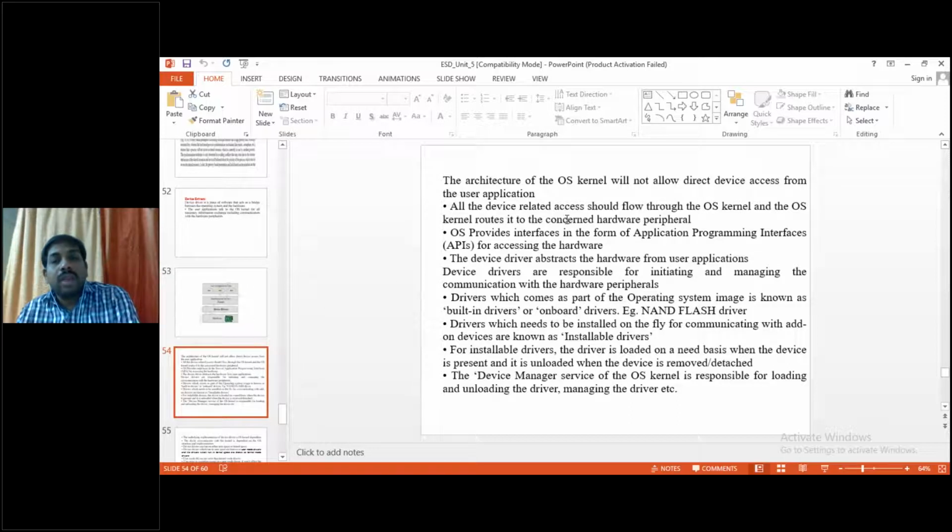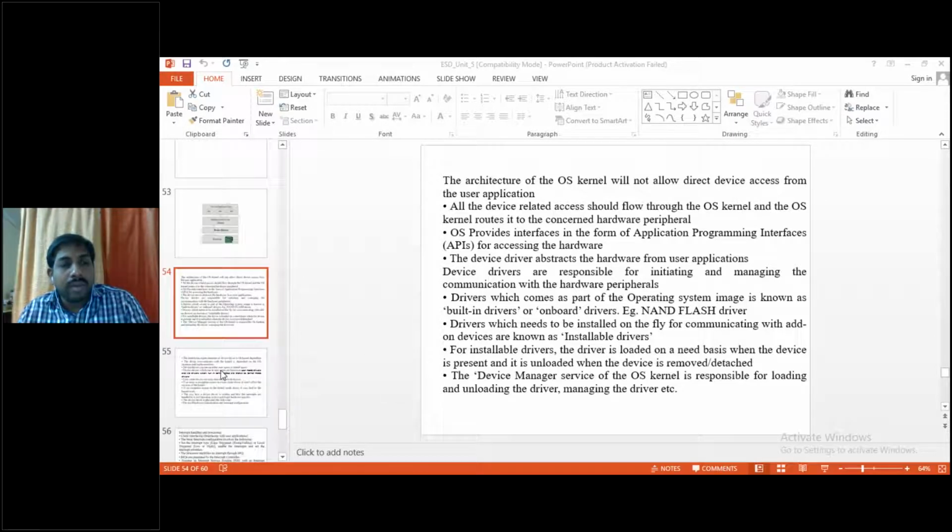The architecture of the OS kernel will not allow direct device access. So all the device related access should flow through the OS kernel, and the OS kernel routes it to the concerned hardware peripheral. The OS provides interfaces in the form of an application program interface. The device driver abstracts the hardware from the user applications. So device drivers need to be installed on the fly for communication. For installed drivers, the driver is loaded on a need basis, and the device manager services of the OS kernel are responsible for loading and unloading the driver and managing the driver.